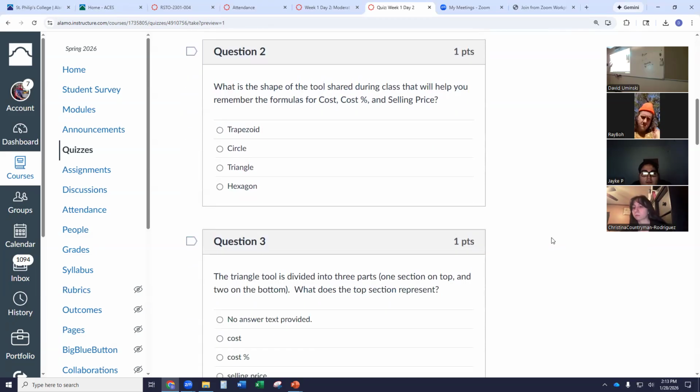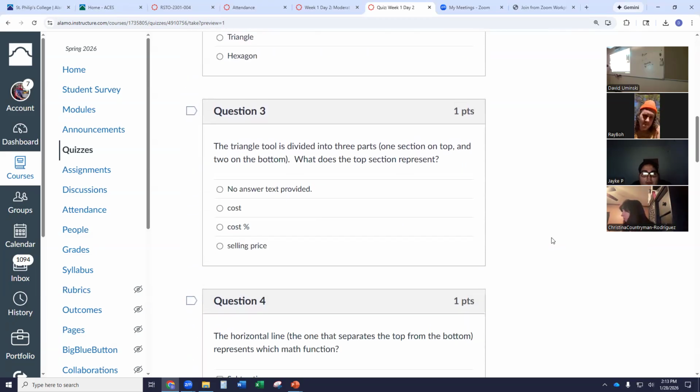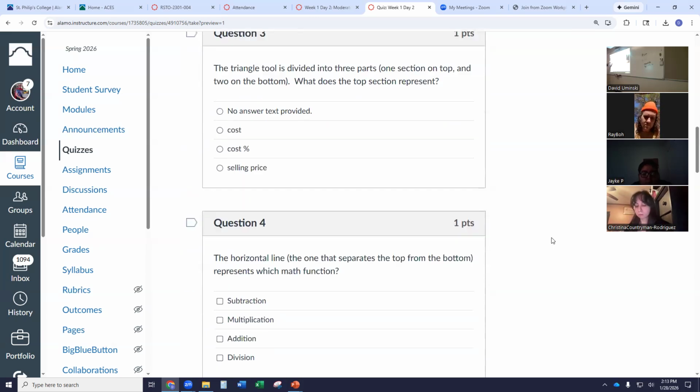The triangle shape is divided into three parts, one section on the top and two on the bottom. The top section represents what? Cost. Remember, what is the formula for percentage? Part over the whole. The cost is the part, how much it costs us to make it. The menu selling price is the whole, that's the bottom. So cost is on the top.